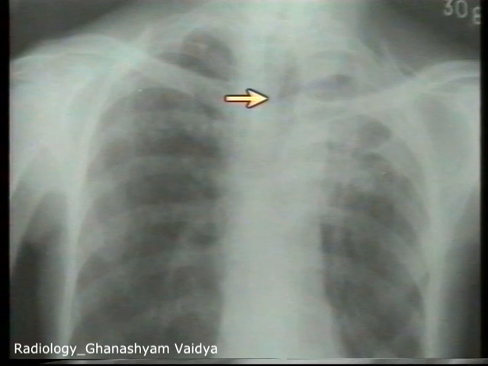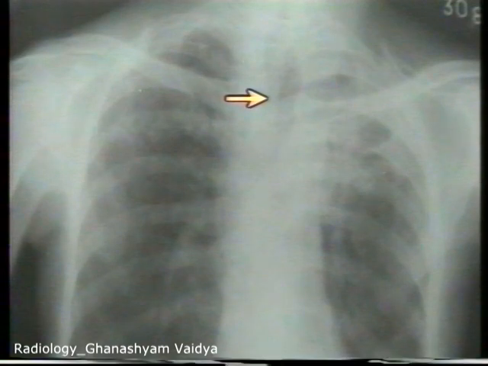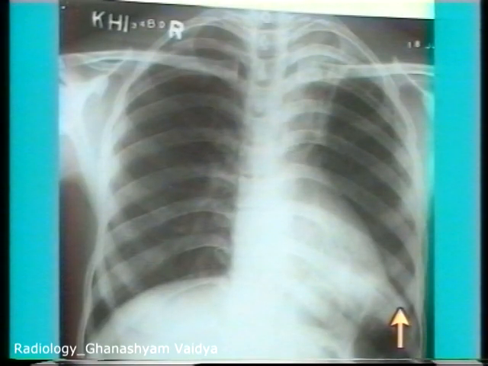If for some reason trachea and the mediastinum are fixed, then the diaphragm will be pulled up by fibrosis. In this X-ray, there is left upper zone fibrosis. The trachea is central, but note that the left diaphragm is pulled up. Normally, the left diaphragm should be at a lower level than the right. So, either the mediastinum or the diaphragm or both may get pulled towards the fibrotic lung.